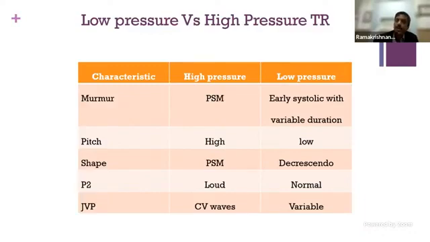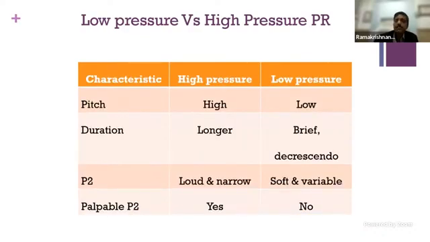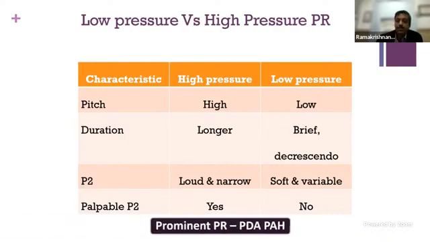So P2 is generally loud, and you can have a raised JVP, you can have CV waves. Whereas P2 is normal in low pressure TR and JVP is variable. Same way, how do you differentiate between low pressure PR and high pressure PR? Because some of these conditions, all this discussion may happen. Again, high pitch will be there in high pressure PR, whereas it will be low pitch in low pressure PR. The duration is generally longer, whereas a low pressure PR is a brief decrescendo murmur. There will be other features of pulmonary artery hypertension, like palpable P2, and the P2 will be loud and narrow, or soft and variable.